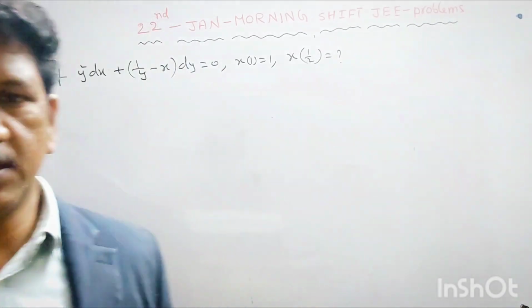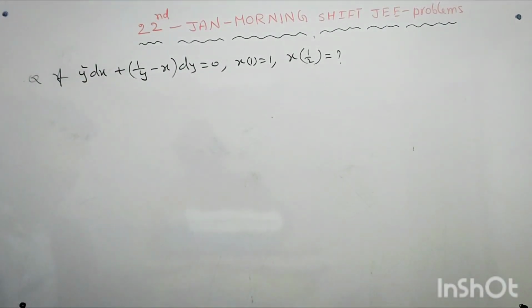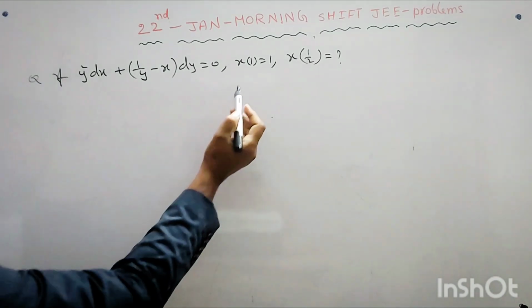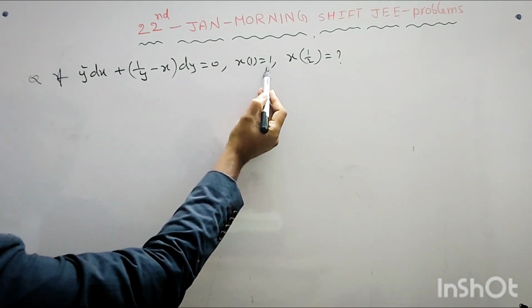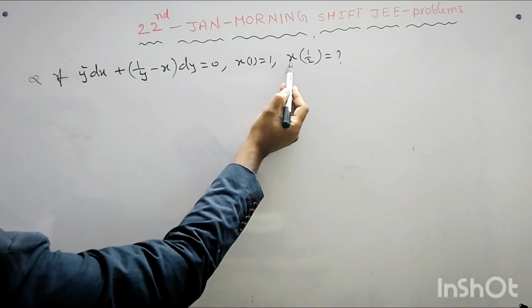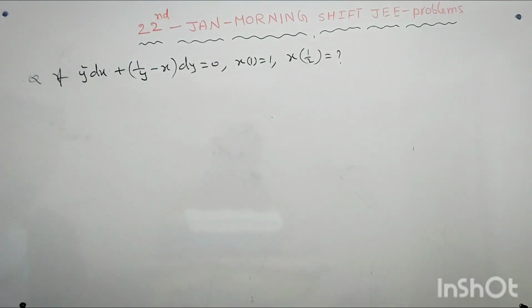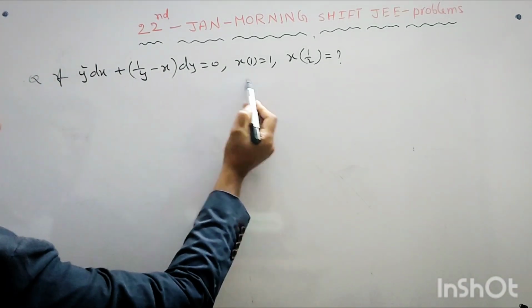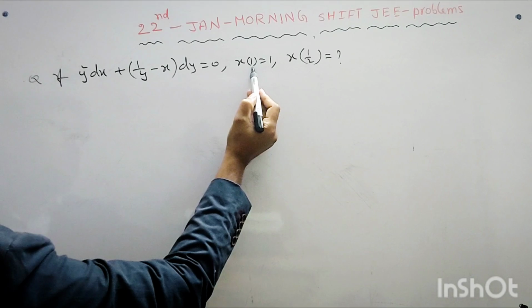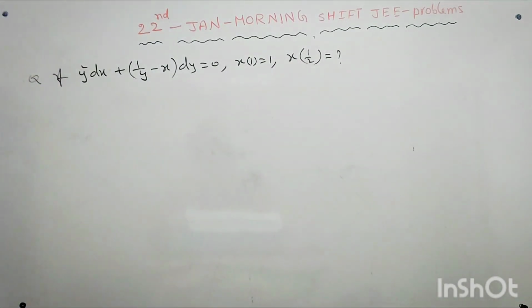See students, this is a question from differential equations. When y is 1 and x is 1, then what is the value of x when y is 1 by 2? What is the meaning of this? The x value is 1 when y is 1. Then what is the value of x when y is 1 by 2? That is the meaning of the question.